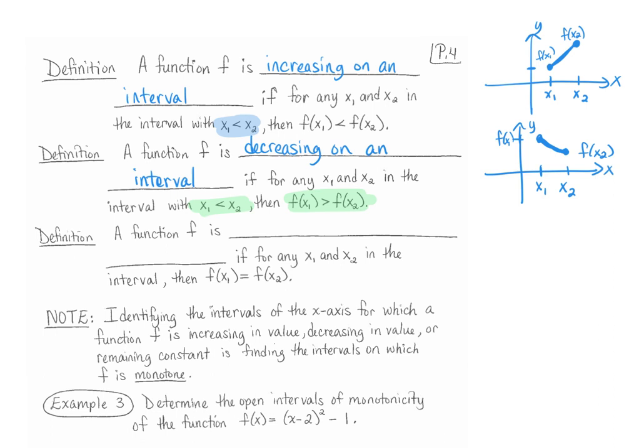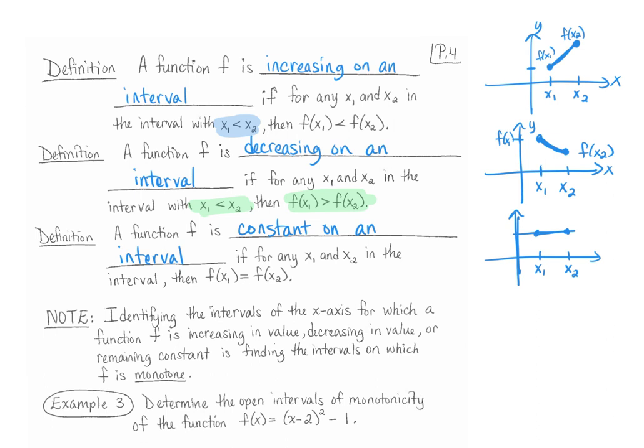Okay? A function f is constant on an interval if for any x1 and x2 in the interval, f of x1 equals f of x2. So it doesn't matter where you are on the x-axis with your x's. You can have x1 here, you can have x2 here, it doesn't matter. That means your f of x1 and your f of x2 are going to be the same.